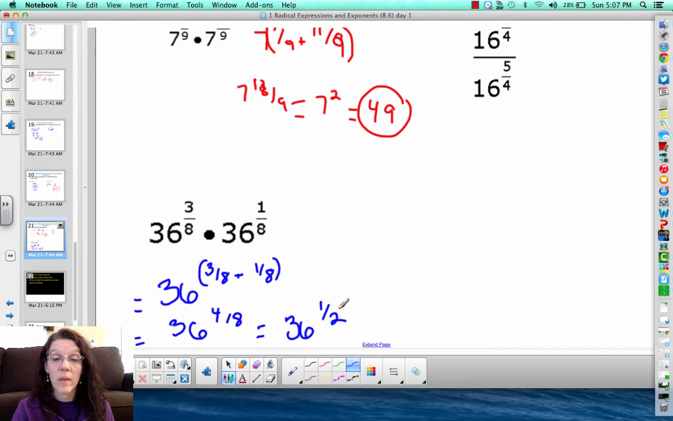This is my power, this is my root. That says that's the square root of 36. But what is the square root of 36? 6. And so that's our answer.